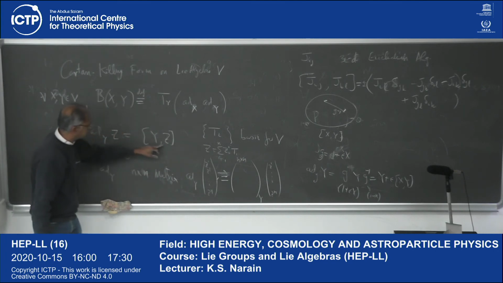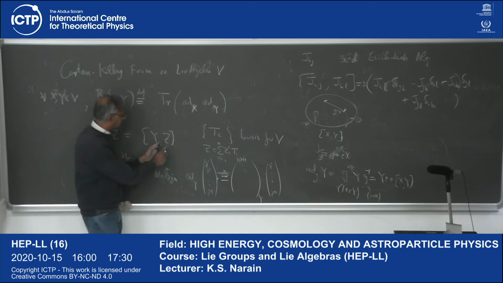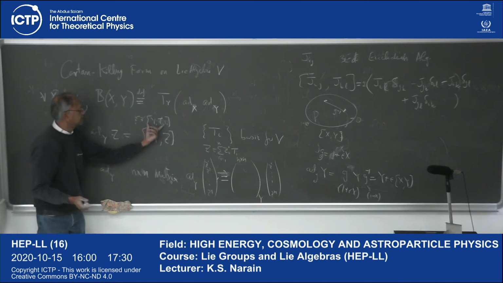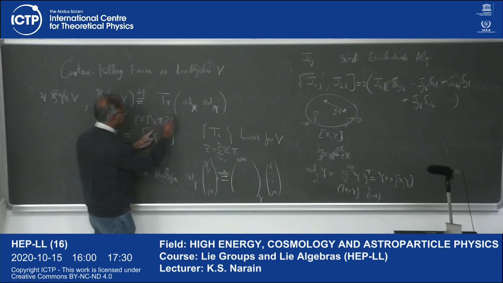I mean, because this is linear in Z. This preserves the vector space structure. The commutator preserves the vector space structure. So if I rewrite this as Zi Ti, then what is this commutator? This commutator is nothing else but the sum over i of Zi times the commutator of Y with Ti. Y with Ti is some object, but it is again going to be an element of the Lie algebra.